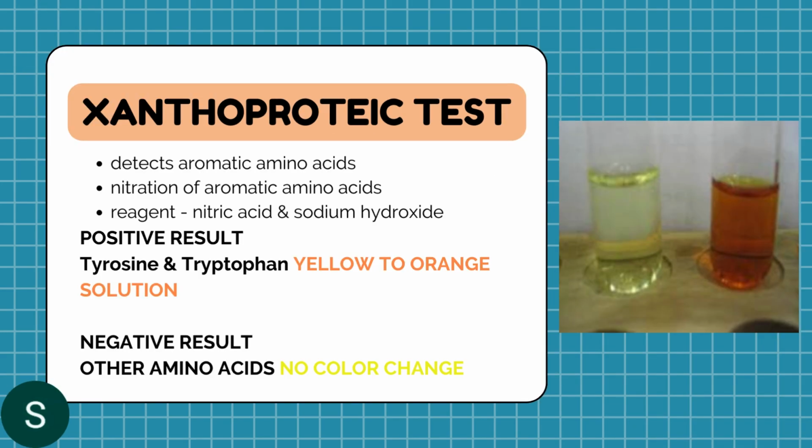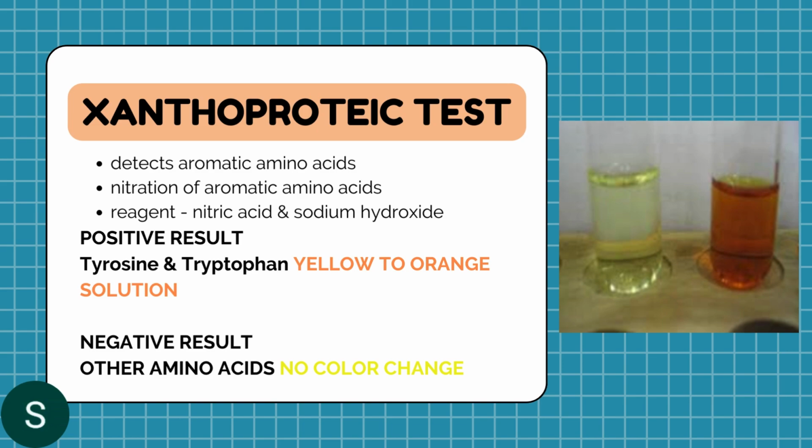Okay, so first you have your xanthoprotein test. So dito, you detect your aromatic amino acids, or it is simply your nitration of aromatic amino acids. Okay? So ano ba yung reagent na gamit natin dito? These are your nitric acid and your sodium hydroxide. Anong use ng nitric acid mo?